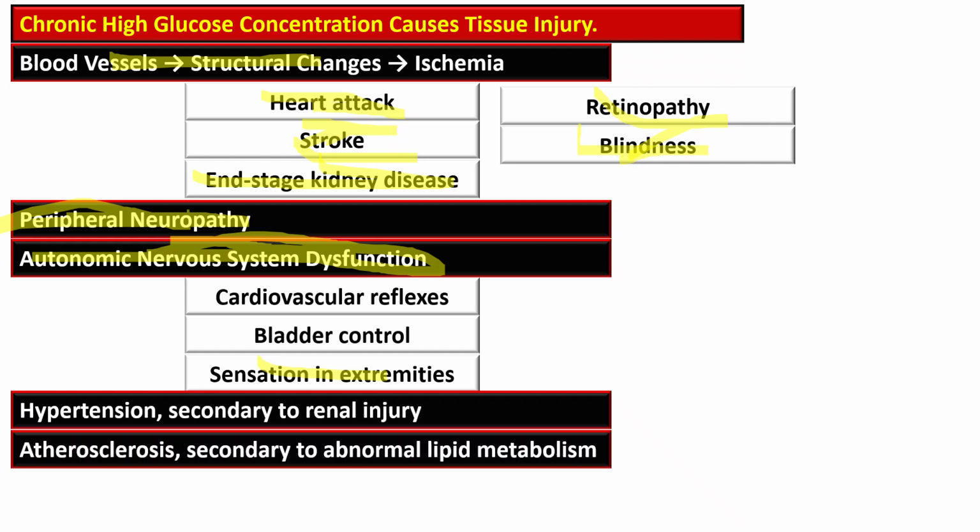protein damage due to glycation, or glucose binding to the protein. They are damaged and this results in endothelial cell dysfunction that may be due to metabolic stress. Then hypertension occurs also secondary to the kidney damage, and there is abnormal lipid metabolism that results in atherosclerosis. So both worsen the vascular damage.